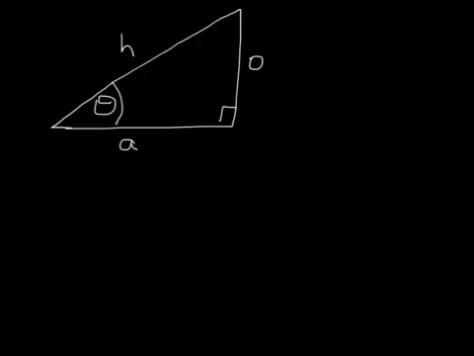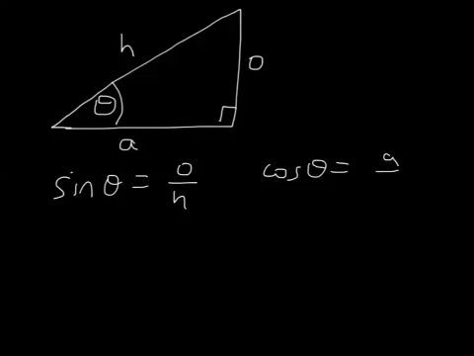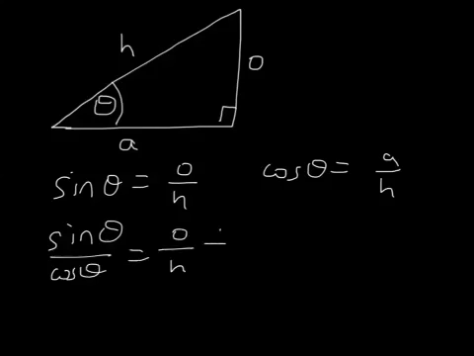Here's a right angled triangle, and I've marked in the angle theta and the opposite, adjacent and hypotenuse. We know that sine theta is opposite over hypotenuse. We know that cos theta is adjacent over hypotenuse. Let's think about sine theta divided by cos theta. So that's O over H divided by A over H.